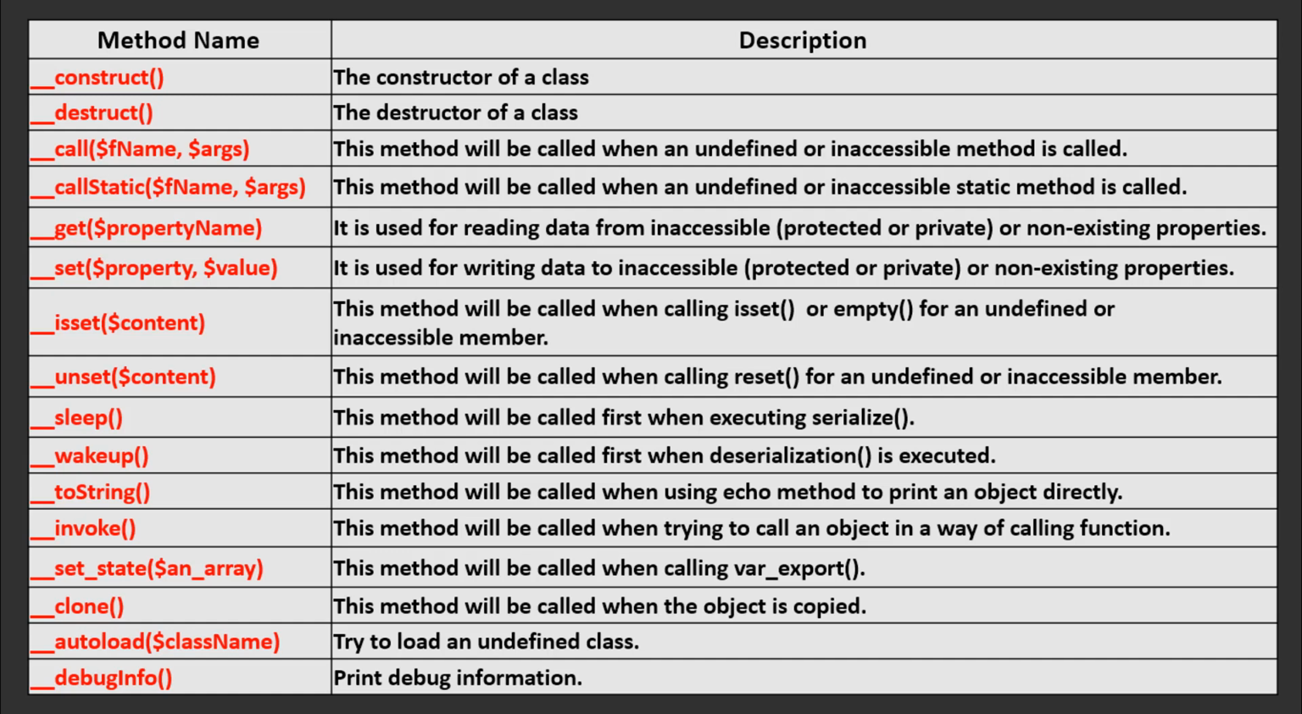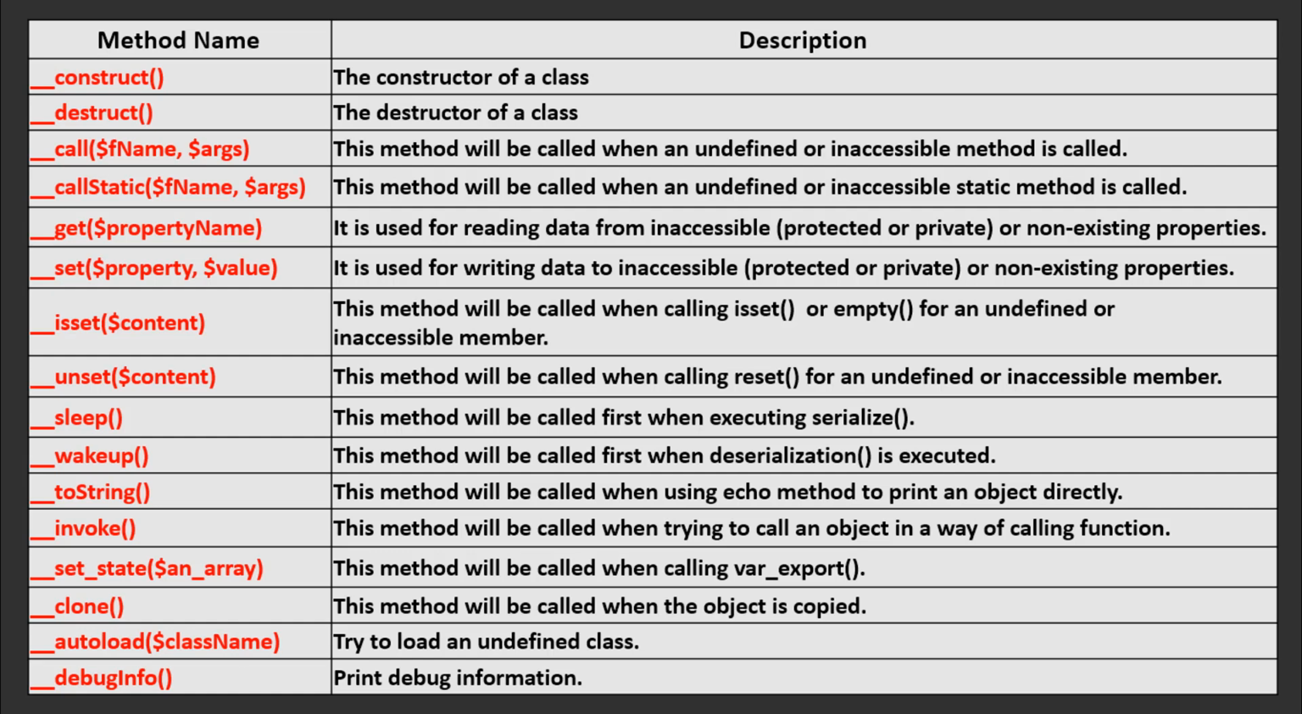Now, the double underscore call method. This method will be called when an undefined or inaccessible method is called. This will be more clear when I show you an example. Now the double underscore callStatic method. This method will be called when an undefined or inaccessible static method is called. Now the double underscore get method. It is used for reading data from inaccessible or non-existing properties. The double underscore set method is used for writing data to inaccessible or non-existing properties.